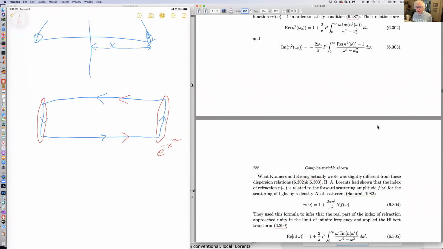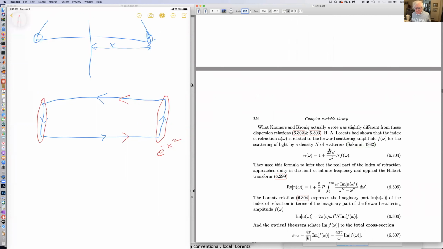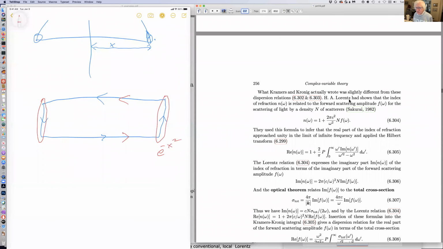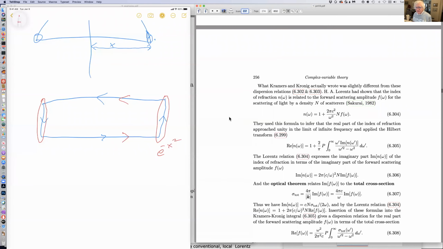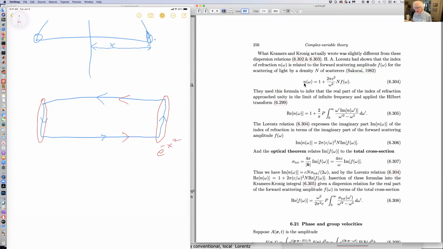I think I'll go through just a little bit of this. What Kramers and Kronig actually did was they used a result by Lorentz, which was that the index of refraction is 1 plus the forward scattering amplitude, for the scattering of light off the atoms or molecules of a substance, with density n, and it's 1 over omega squared. And so then, if that's the case, again, n approaches 1, but really fast.